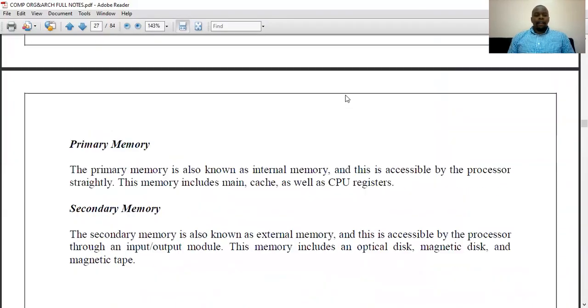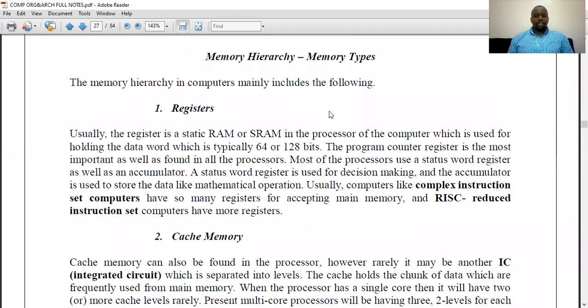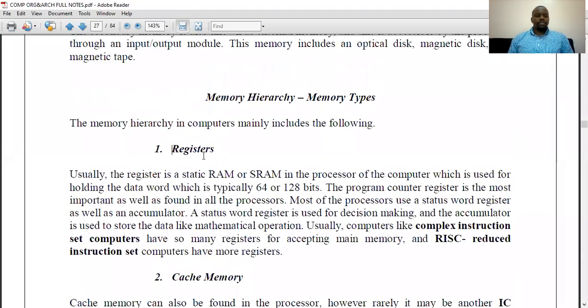Now let's discuss this memory hierarchy. Let's begin with registers, which are at the very top.